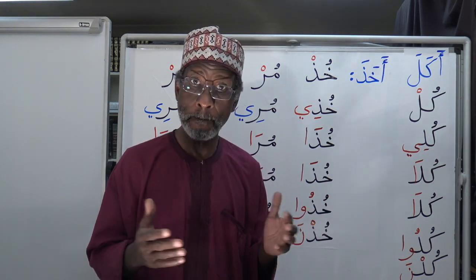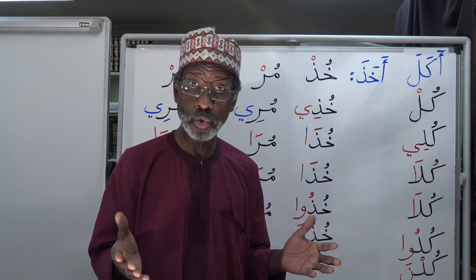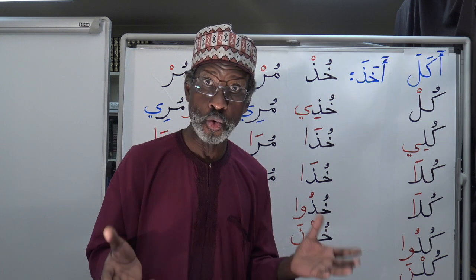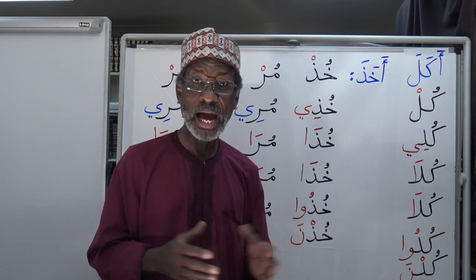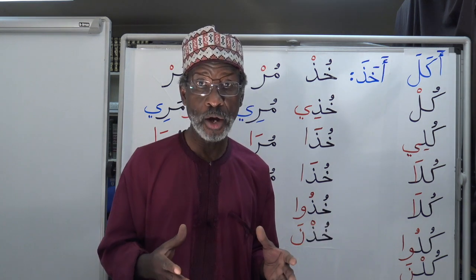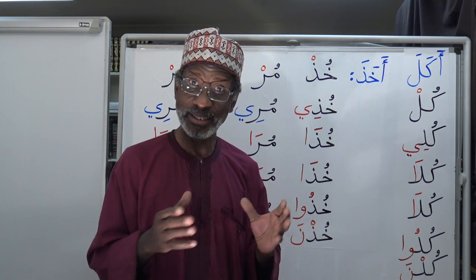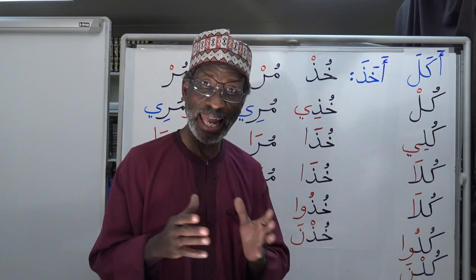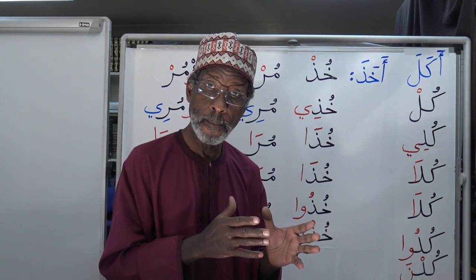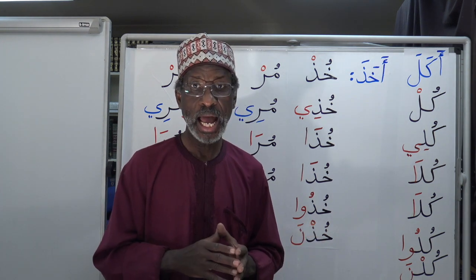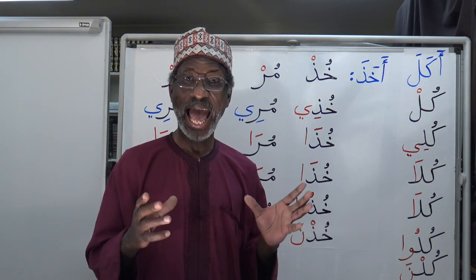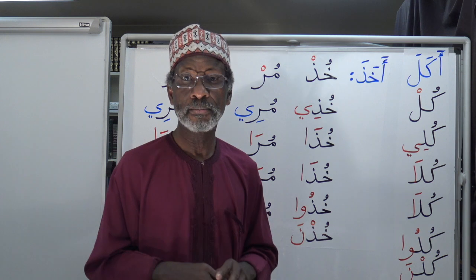Second person, past tense, as usual, you place sukun on the third root letter and then you add the pronoun. Akalta, akalti, akaltuma, akaltuma, akaltum, akaltunna. And the first person with sukun on the third root as well, akaltu, akalna.